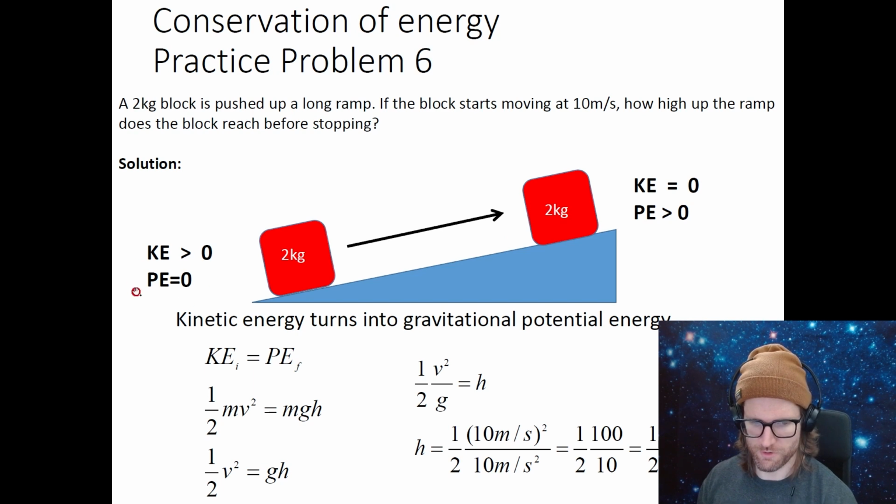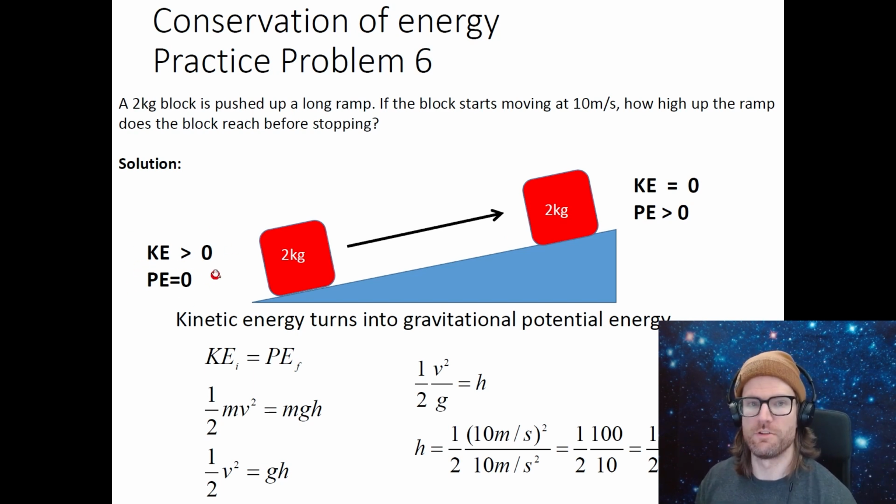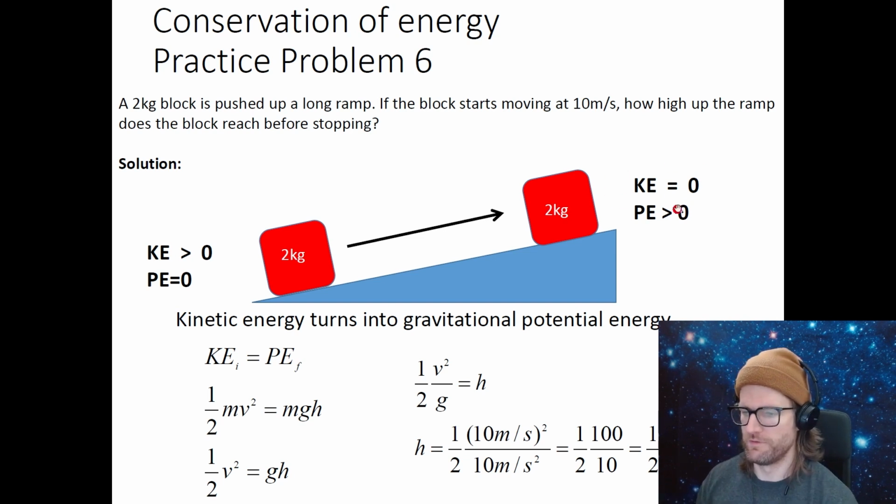So the initial situation is there's no potential energy because it's at the bottom. The kinetic energy is greater than 0 because it's moving at 10 meters per second. At the end, it's not moving because it's at the maximum height at the turnaround point. Speed is 0. So no kinetic energy. Potential energy is greater than 0. We're going to use this to calculate the final height.